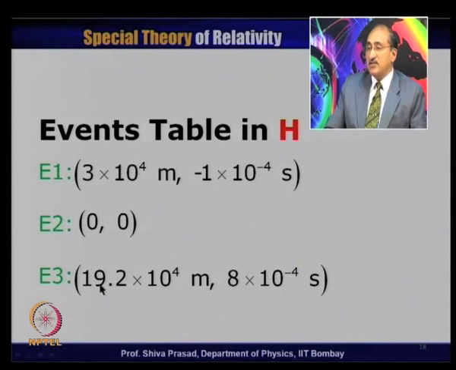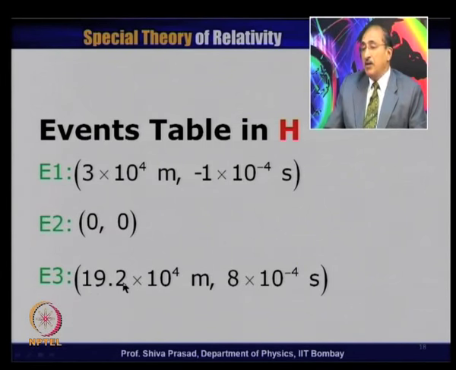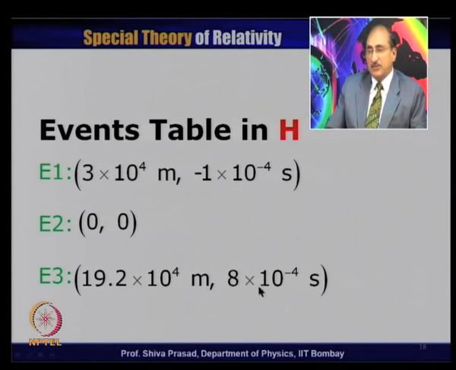E3 occurs at a distance of 19.2, or at coordinate, it is better to say coordinate. It occurs at a coordinate of 19.2 into 10 to the power 4 meters, and at a time of 8 into 10 to the power minus 4 second. So, I have filled the event table in the H frame of reference.